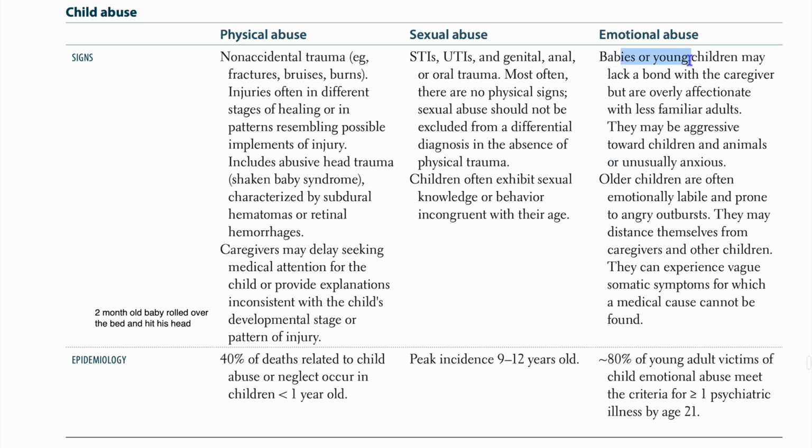Again, babies or young children may lack a bond with the caregiver but are overly affectionate with less familiar adults. That's kind of like Williams disease, isn't it? They may be aggressive toward children and animals or unusually anxious. Older children are often emotionally labile and prone to angry outbursts. They may distance themselves from caregivers and other children. They can experience vague somatic symptoms for which a medical cause cannot be found. Epidemiology: approximately 80% of young adult victims of child emotional abuse meet the criteria for one or more psychiatric illnesses by the age of 21.